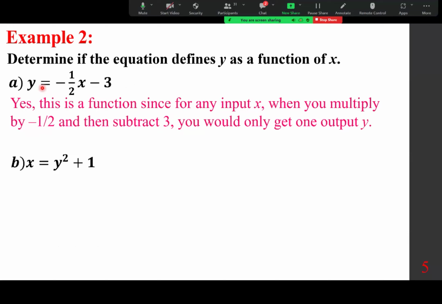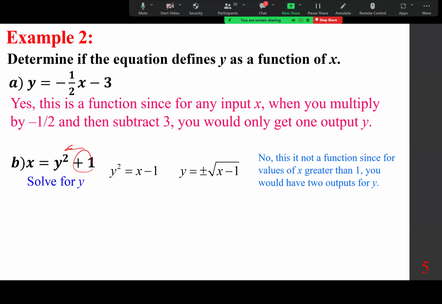However, if you look at this example, we want to solve for y to see what happens. To solve for y, we're going to move the 1 to the other side. So y squared is x minus 1. To solve for y, we take a root of both sides. So y becomes plus or minus the square root of x minus 1. So this is not a function.